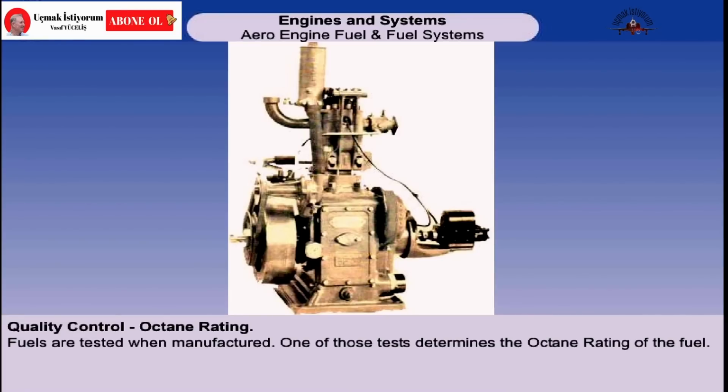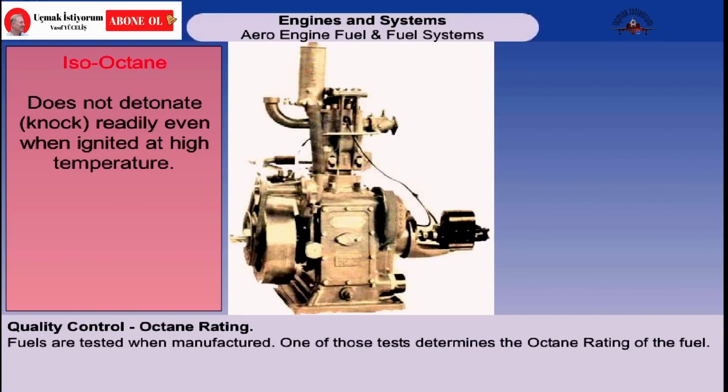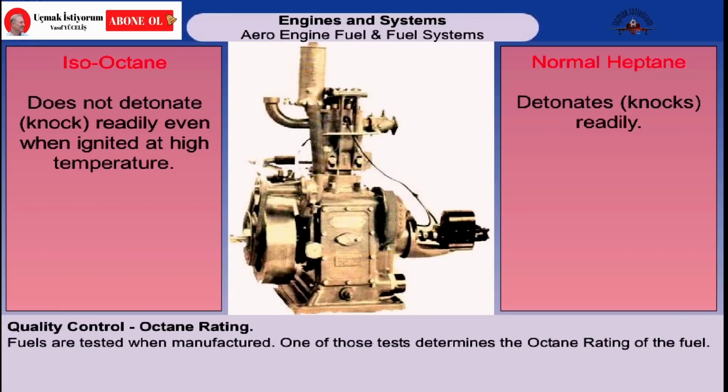Many tests are carried out on the fuel when it's manufactured. One of those tests is used to determine the octane rating. To do this, the particular blend of fuel that we are interested in is compared with two reference fuels under standardized conditions in a special test engine. The two reference fuels are called iso-octane and normal heptane.